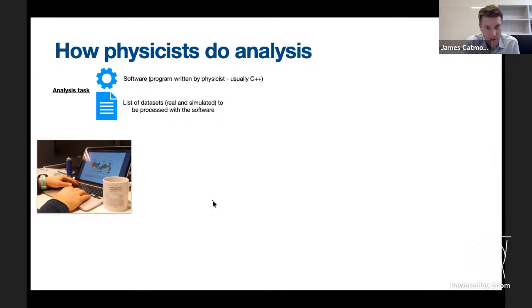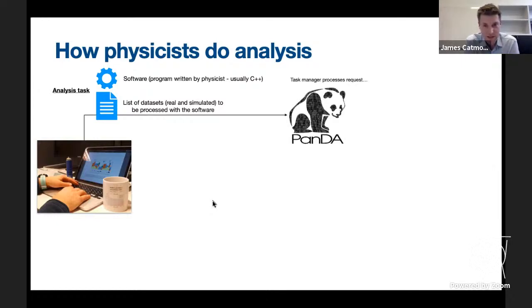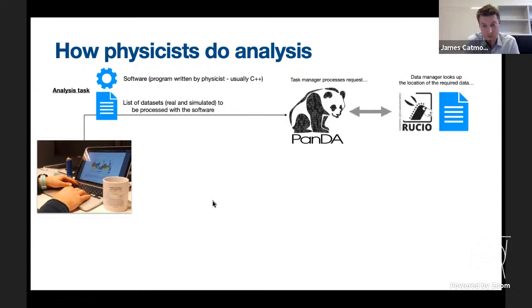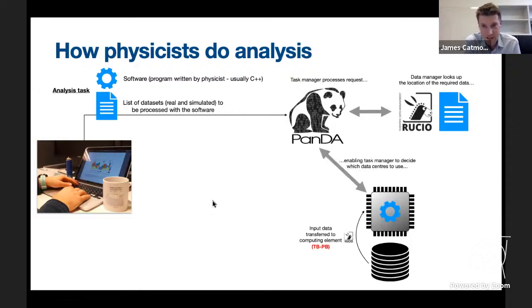And then using some software, they send this to this task manager, this thing called Panda. And they don't have to decide where it goes. They just send it to a server, which is actually at CERN. And it decides what should be done with this task. So the first thing that this task manager does is it asks the data manager, where are these files? Where are these data sets that this user wants to access? Whereabouts are they? And the data manager will tell the task manager automatically where these data sets are. And this then enables the task manager to decide which data centers to use.